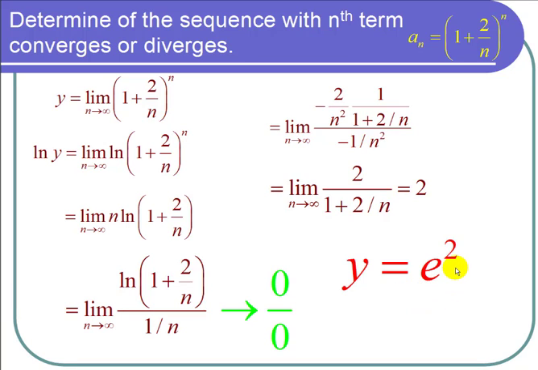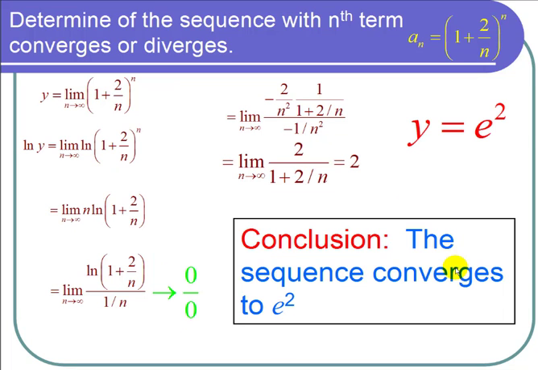And I'm ready to state my conclusion. I can conclude that the sequence converges. When we do have a limit, the sequence converges, and it converges to e squared. And I'm done with the problem.